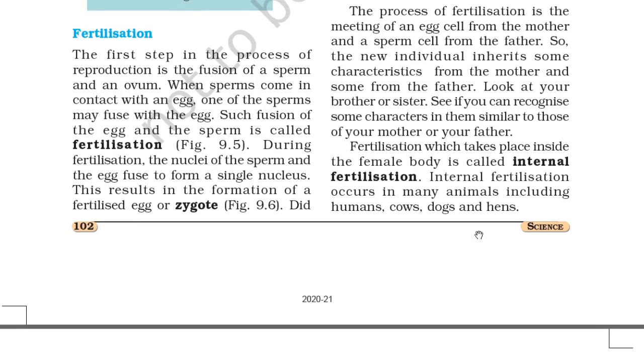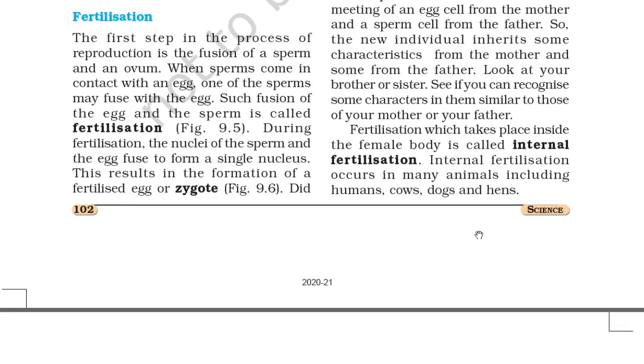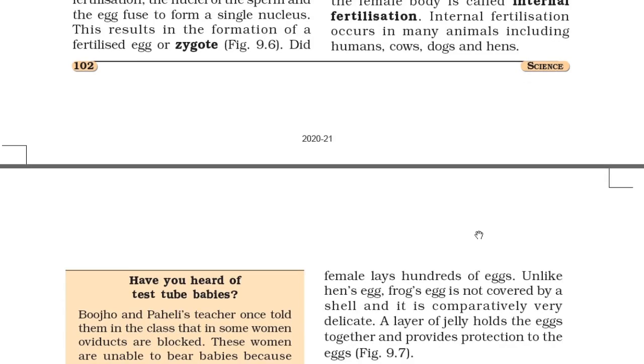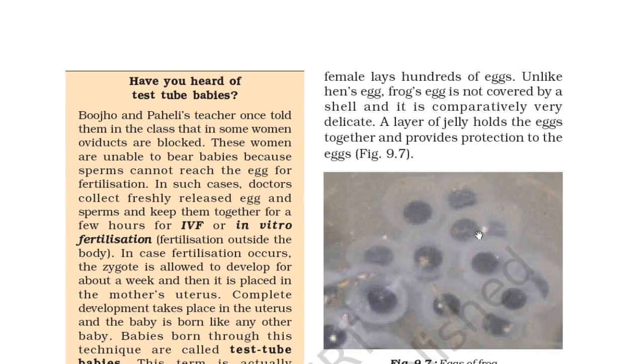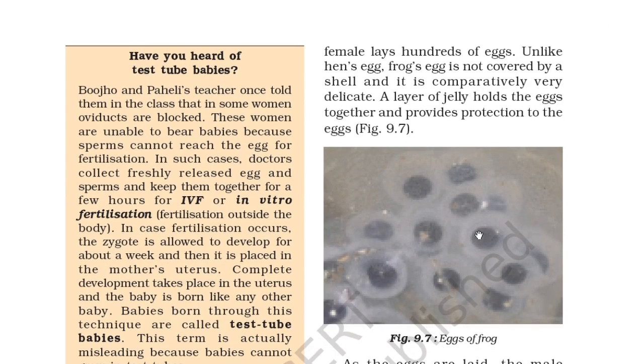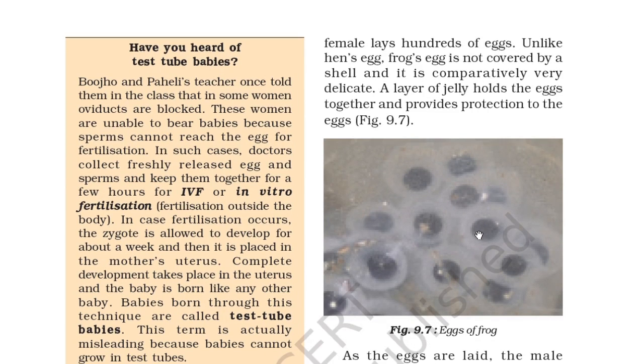Fertilization, which takes place inside the female body, is called internal fertilization. Internal fertilization may occur in many animals including humans, cows, dogs and hens. So have you heard of test tube babies? Bojo and Paheli's teacher once told them in a class that in some women the oviducts are blocked. These women are unable to bear babies because sperm cannot reach the eggs for fertilization.